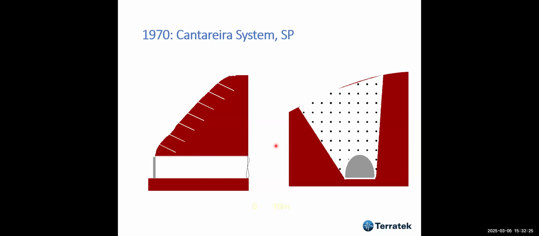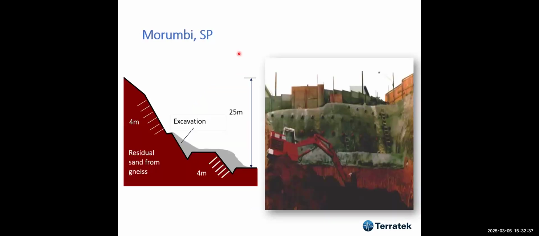And this is the first application in 1970. It was a tunnel in São Paulo, in which the portal was protected by these nails. At the time they used to call them bolts. They didn't have this word. And then after that project, people started to use this in a few applications. Some of the applications that I know of the time.